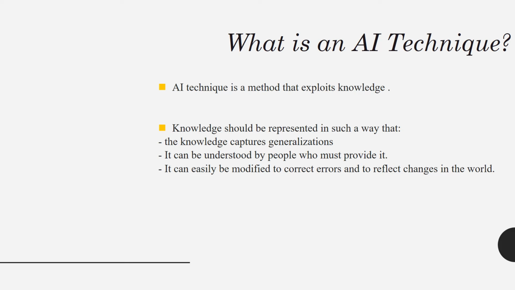Now we can see what an AI technique is. An AI technique is a method that exploits knowledge. Knowledge should be represented in such a way that it captures generalization. As far as possible, we should represent knowledge in a general manner. It should be understood by the people who provide it. And we should be able to easily modify the knowledge to correct errors and to reflect changes in the world. Knowledge constantly changes, so whenever changes happen, we should be able to modify it easily, and it should always reflect the true knowledge of the real world.